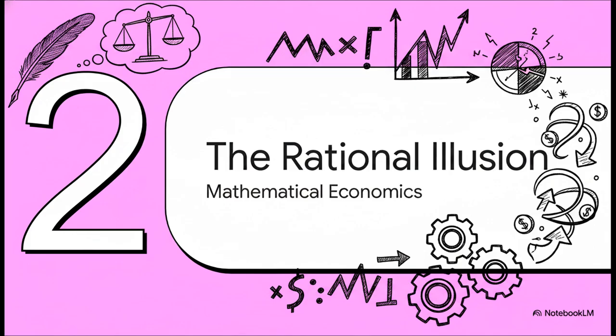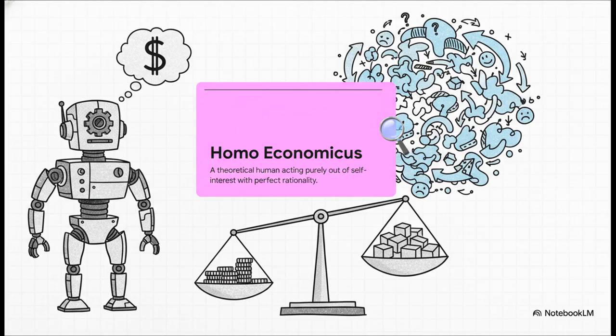Let's look at how 19th and 20th century economists attempted to turn Smith's comforting philosophy into an exact, measurable math. So, to build functional mathematical models of the economy, economists ran into a massive, glaring problem. Real humans are incredibly unpredictable. So, what did they do? They invented a fake one. They created Homo Economicus, rational economic man.